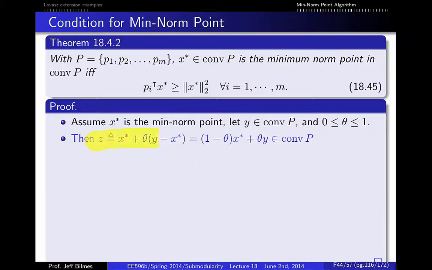Okay, I've defined Z, which is a convex combination of X star, the point we're assuming to be the minimum norm point, and Y. So Z is some convex mixture, and since it's a convex mixture, it's also in the convex hull of P. Okay?